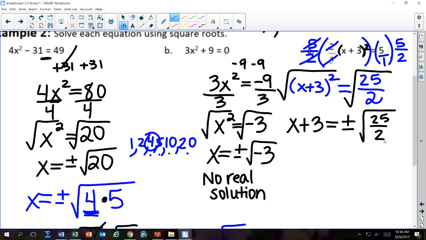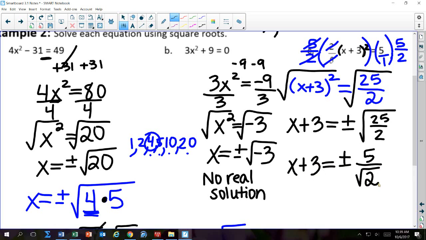Now, 25 over 2 is underneath that square root sign. Keep in mind you can square root 25 and square root 2 separately. Okay? Why is that helpful to know that information? What is the square root of 25? Just 5. I always want to simplify my answers as much as possible. So I've got x plus 3 equals plus or minus 5 over radical 2.